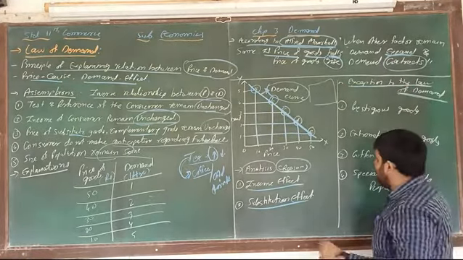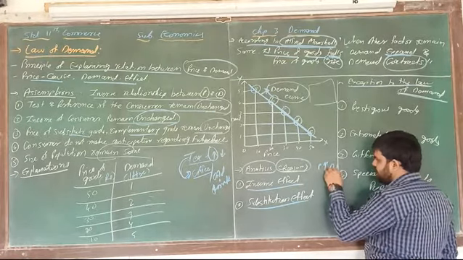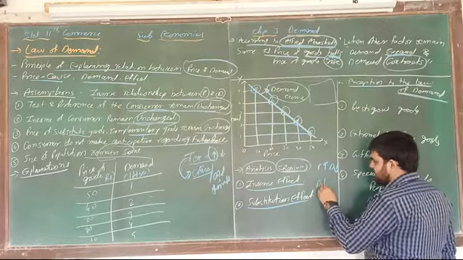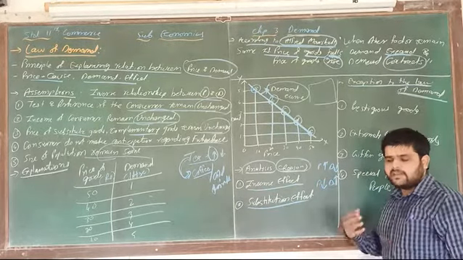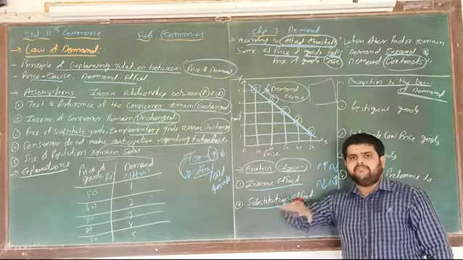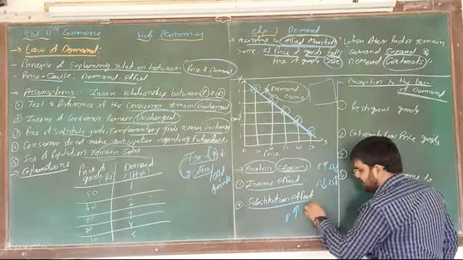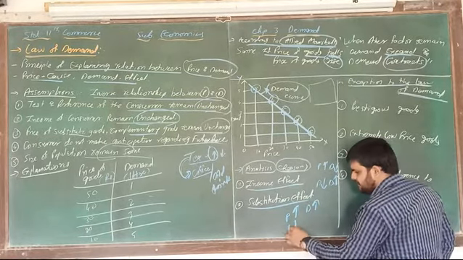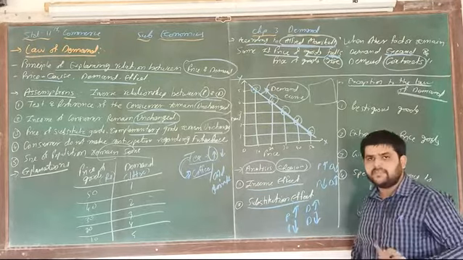Sometimes, as we see, if price increases, demand contracts. If price decreases, demand expands. But sometimes these rules work in a negative way. It means that sometimes, if price increases, demand also increases. If price decreases, demand also contracts. So what are the reasons behind that?